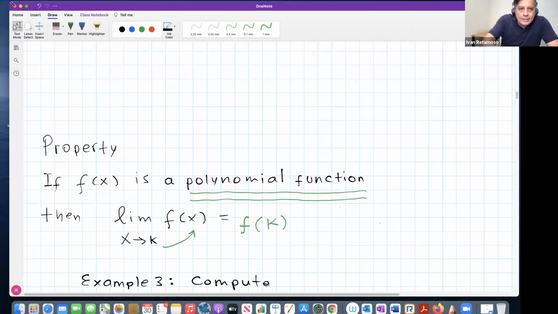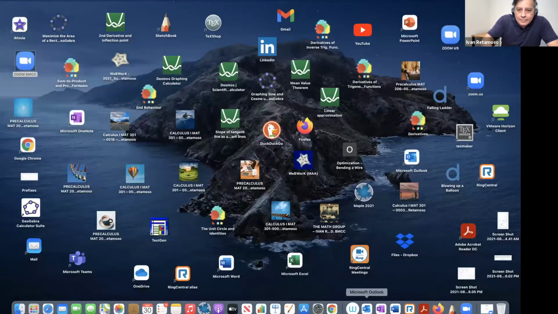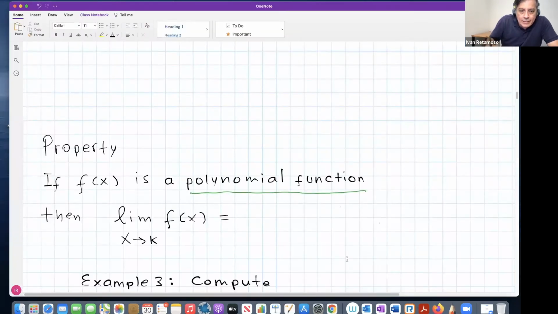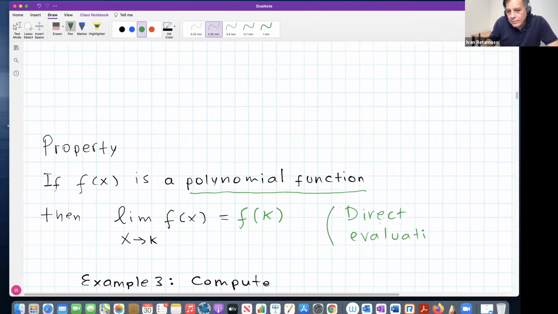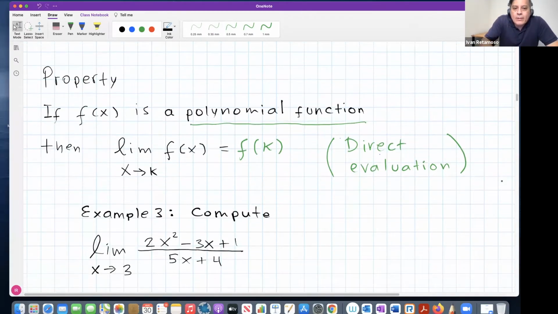F of k, evaluation. This is what mathematicians call a direct evaluation, also called direct substitution. Direct substitution, direct evaluation. Okay. All right, so for polynomial functions from now on, we just have to do direct evaluation.